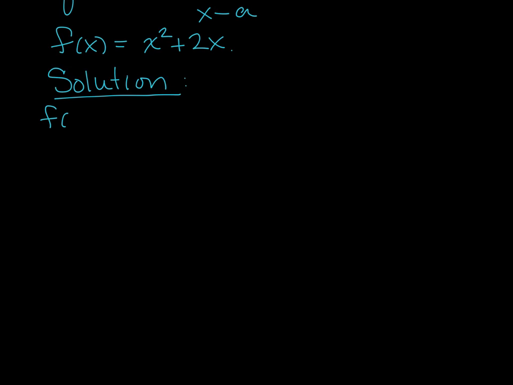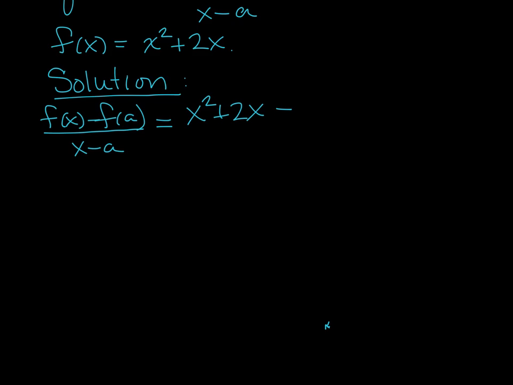So f of x minus f of a all over x minus a. Now, f of x, this piece right here, is just given to us here. So we're just going to go ahead and copy that down. Not just copy down f of x, copy down the formula that we're given. So that is x squared plus 2x.